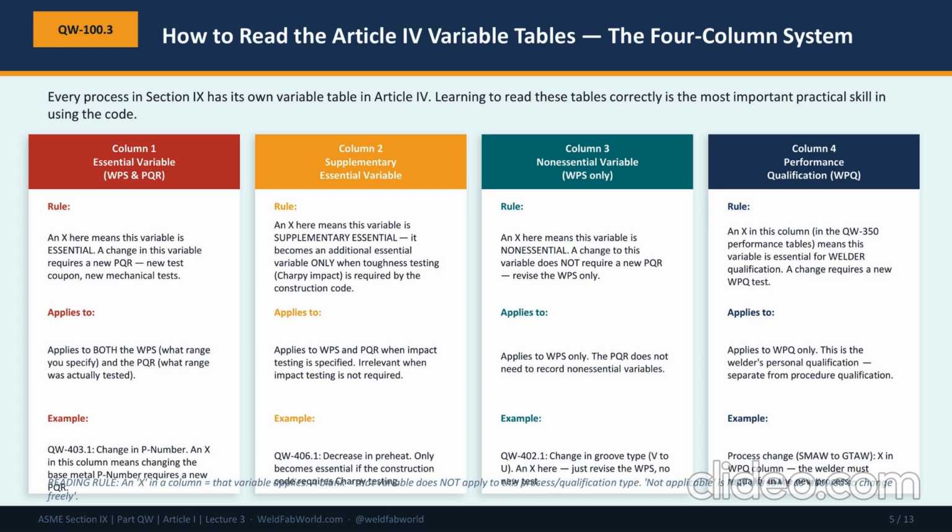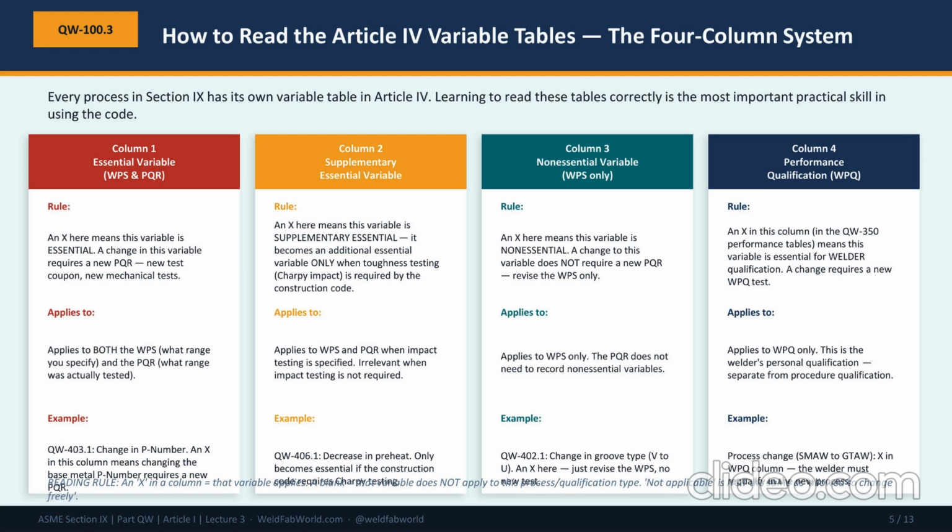Label, toughness only. An X in this column means the variable is supplementary essential. These variables only become additional essential variables when the referencing construction code requires toughness testing, specifically Charpy impact testing. When toughness testing is required, supplementary essential variable changes carry the same weight as essential variable changes, new PQR needed. When toughness testing is not required, and for many Section VIII Division 1 applications it is not, supplementary essential variables are simply irrelevant. They do not apply, they do not need to be addressed.